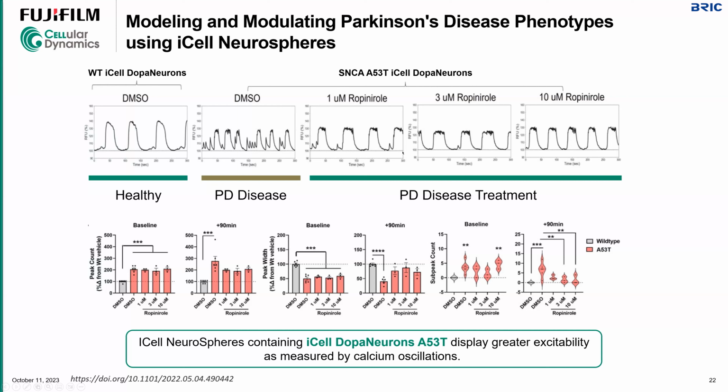Upon treatment with ropinirole, which has been associated with impacting calcium oscillation pattern and making them healthy, you can see that with this positive control compound, the baseline is coming back to represent the wild type as well. This is a beautiful observation, and it's highly reproducible. We have lots of data on that.